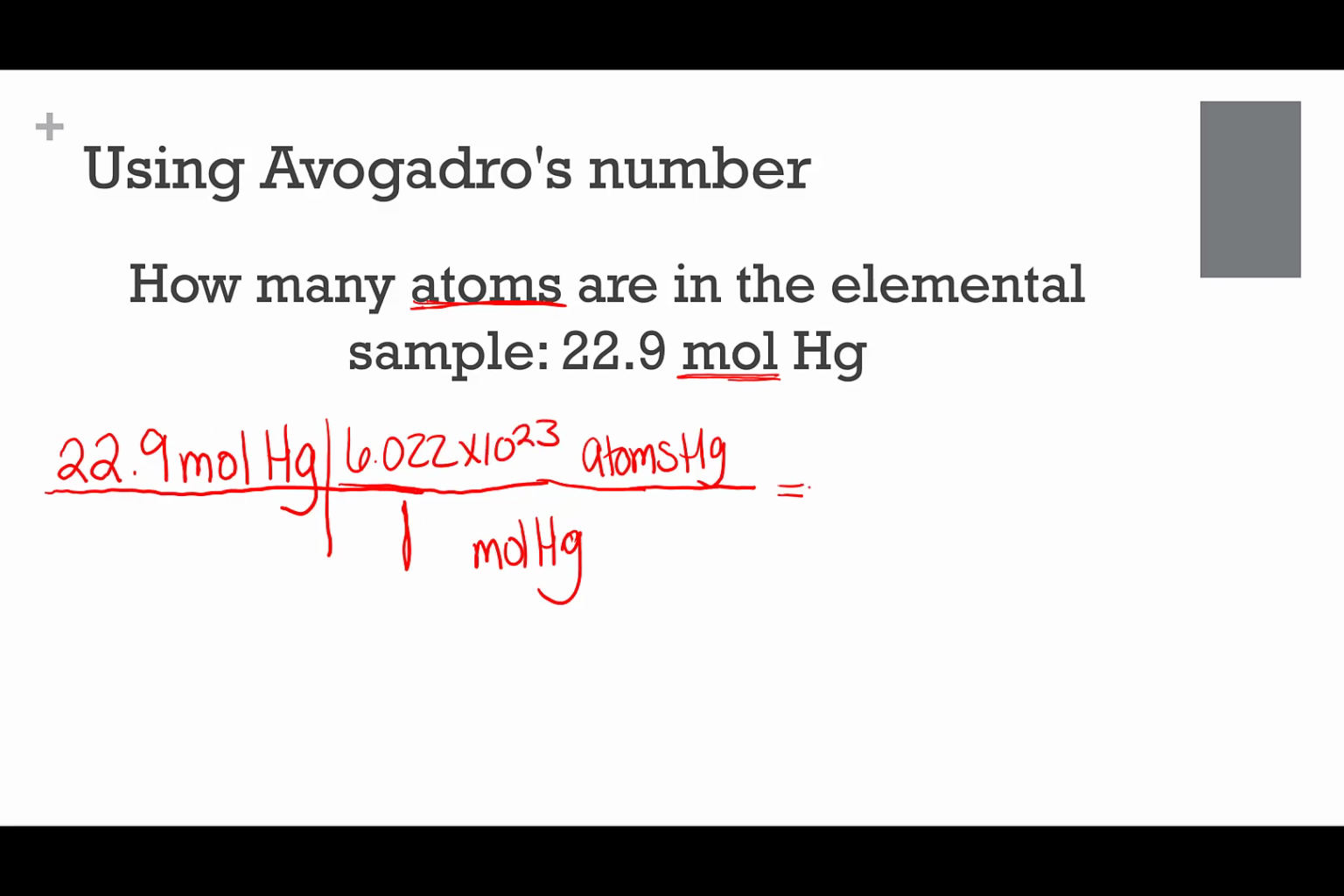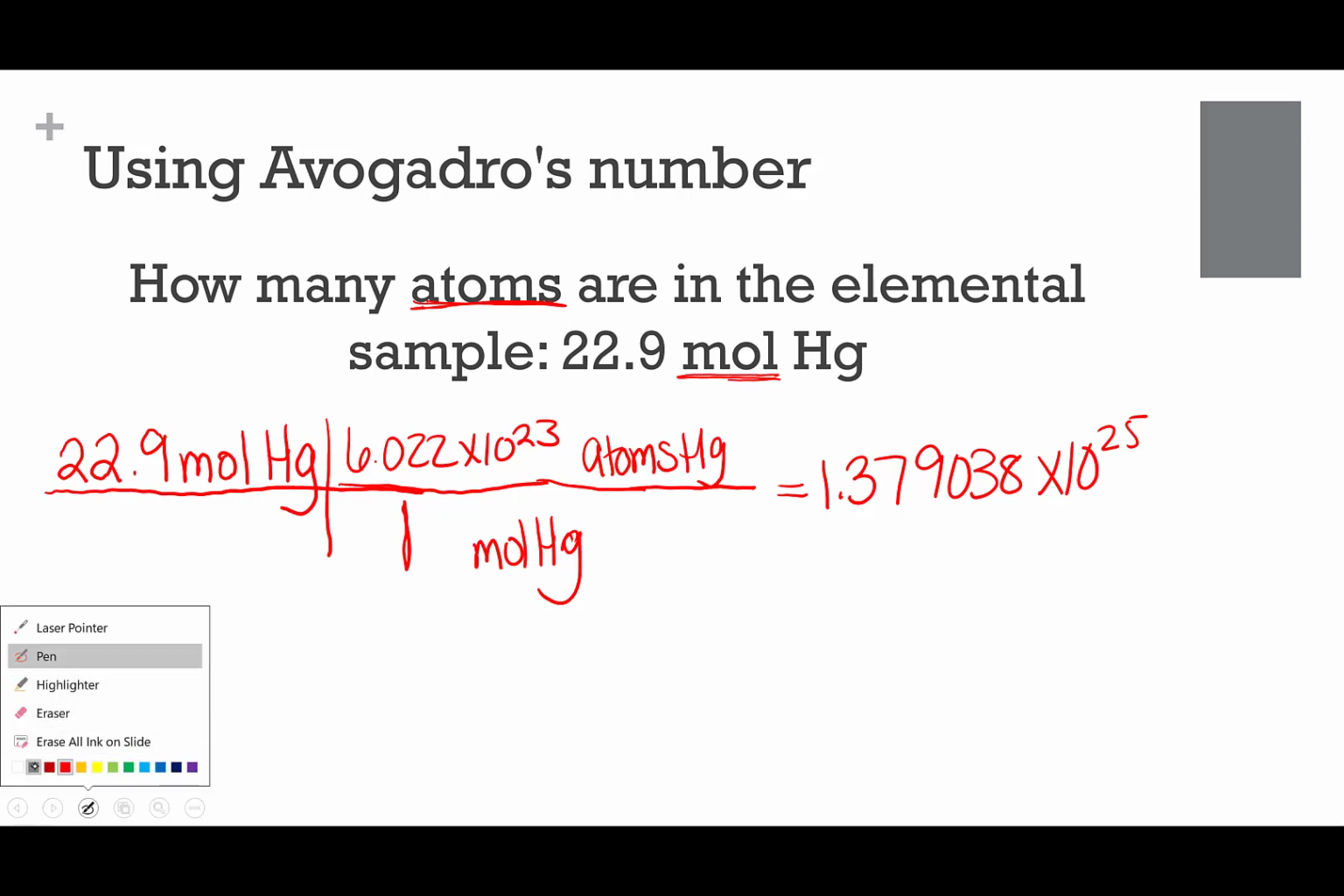Good. Okay. Now, we are going to multiply across the top and divide by the bottom. So we're going to take 22.9 times 6.022 times 10 to the 23rd divided by 1, and my calculator spits out the answer. But what do I need to consider? Yeah, got to consider sig figs, right?